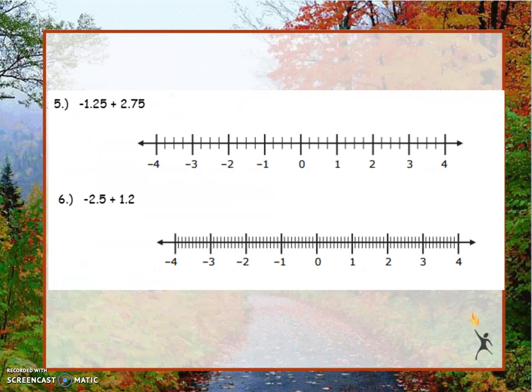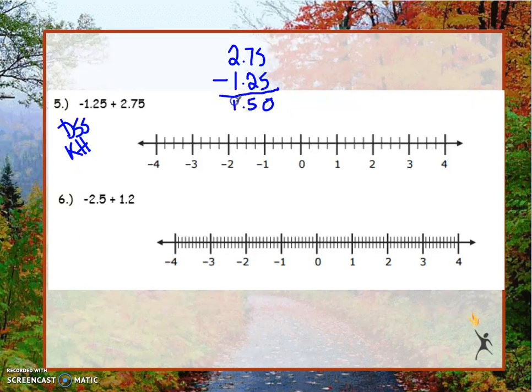All right, number 5. This is different signs subtract, keep the higher absolute value. So 2 and 75/100 minus 1 and 25/100. I have 0, 5, 1. We keep the higher absolute value, so it's positive.